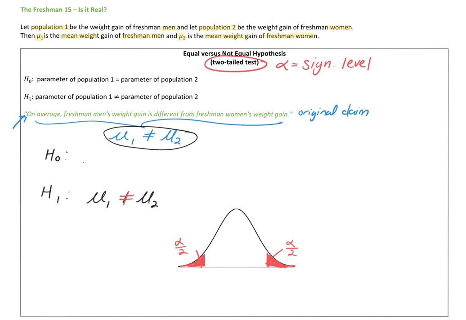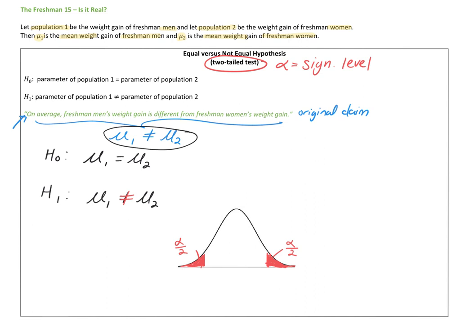The null hypothesis is always the claim that mu1 is equal to mu2, so it always has that equal sign. We assume that there is no difference. We assume that the mean weight gain for men and women are the same, and then we try to gather evidence to support the alternative statement, okay?